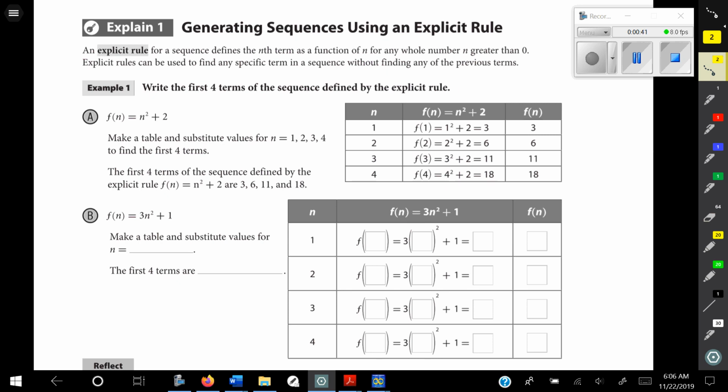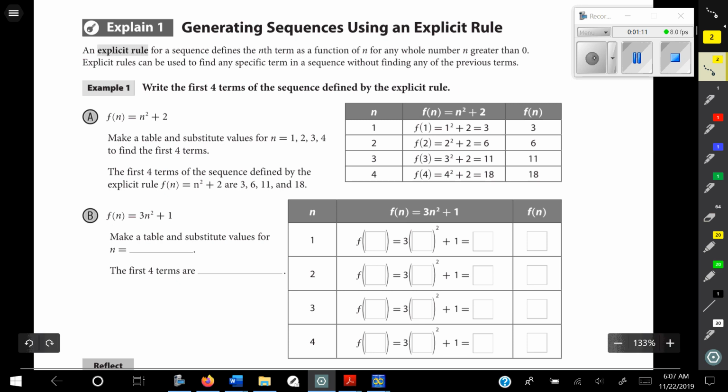To give us an example here, it says write the first four terms of the sequence defined by the explicit rule. And they give us the explicit rule. It's the function f of n equals n squared plus 2. So we plug in whatever number term we're looking for, first, second, third, fourth, and then plug that in for n. When we plug that term in, you just go ahead and solve it.